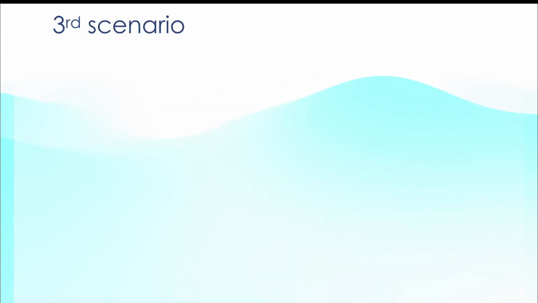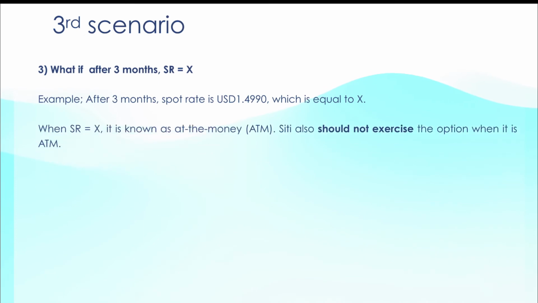Okay, so let's look at the third scenario. What if after 3 months the spot rate equals the exercise price? For example, after 3 months the spot rate is 1.4990, which equals X. When SR equals X, it is known as at the money.